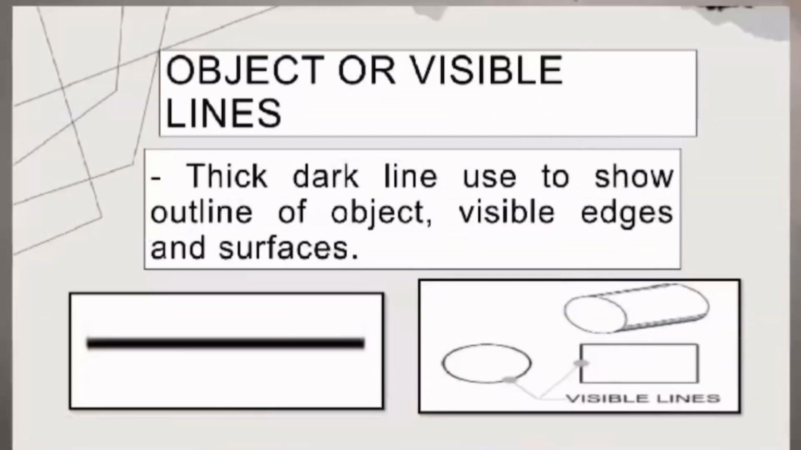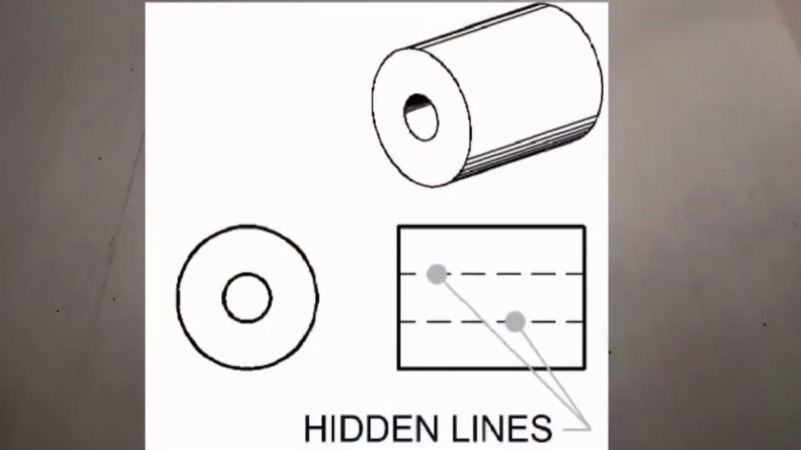Object line. An object line is a thick continuous line used to show the visible edges and outlines of an object. It represents the parts of the object that can be seen directly in the drawing. Hidden line. A hidden line is a thin dashed line used to show edges or details that are not visible from the current view. It helps represent features that are inside.